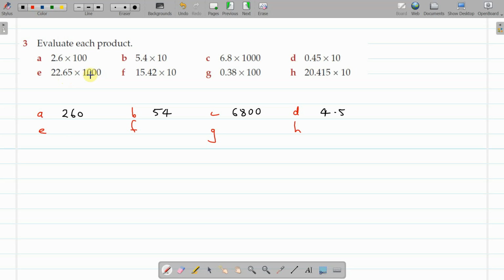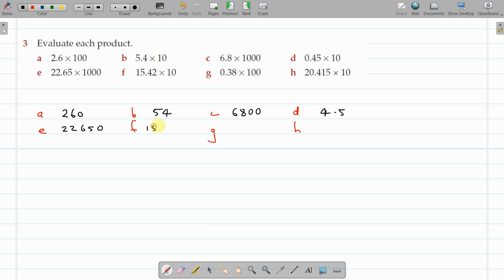22.65 times 1,000. We're going to have to move that 3. 1, 2, and we need a 0 to make it 3. Keep the same numbers. And add a 0 because we need a 1 to go. 1, 2, 3.